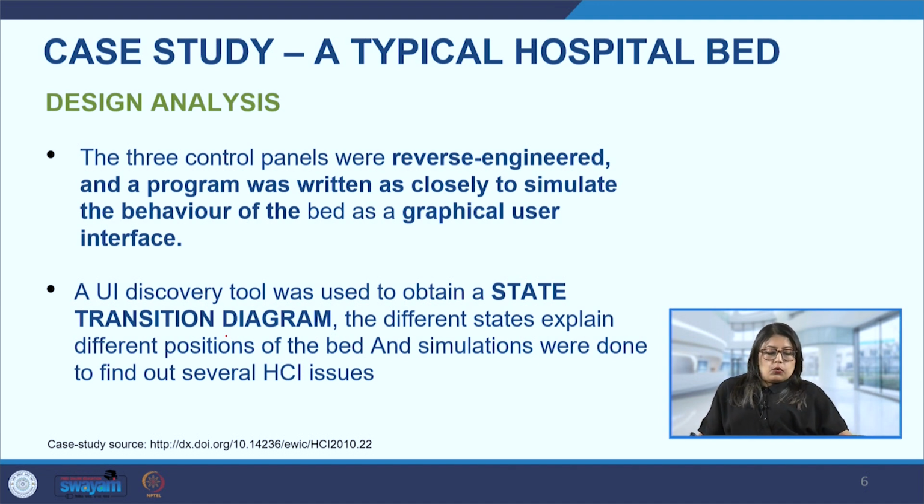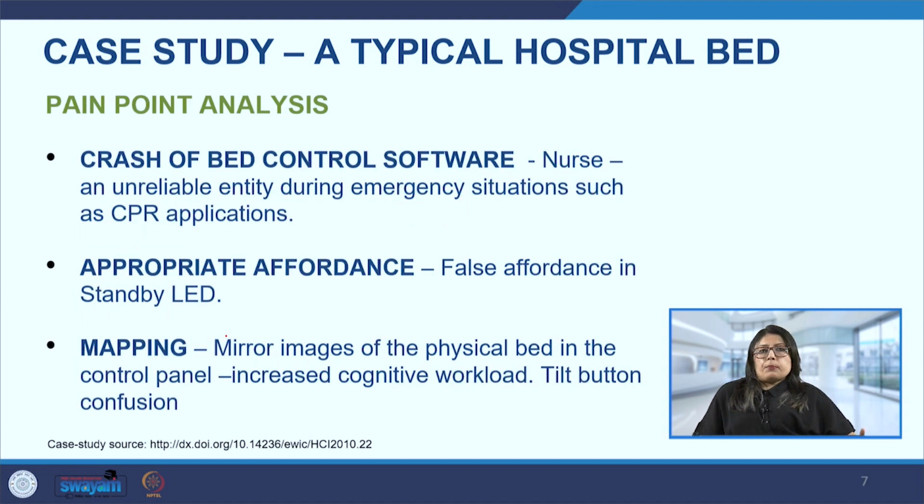A UI discovery tool was used to obtain a state transition diagram, which shows the different states and explains the different positions of the bed, under which condition the backrest will tilt or the knee support will tilt or become flat. So all of those transitions it tells us about, and the simulations were done to find out the human computer interaction issues that were there. Some of the pain points that were identified and analyzed, we'll discuss quickly.